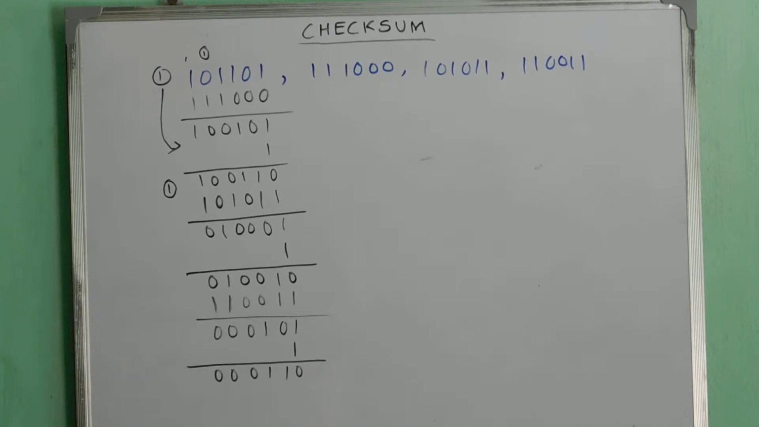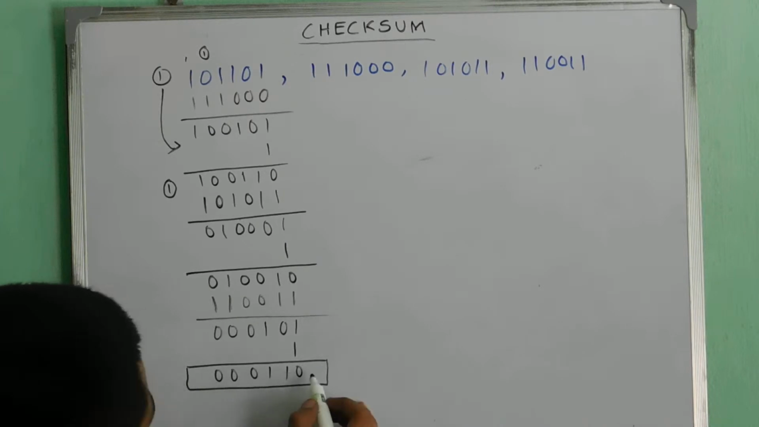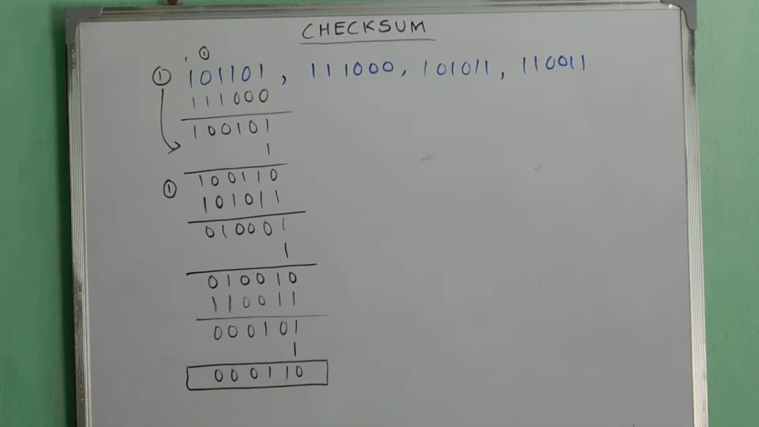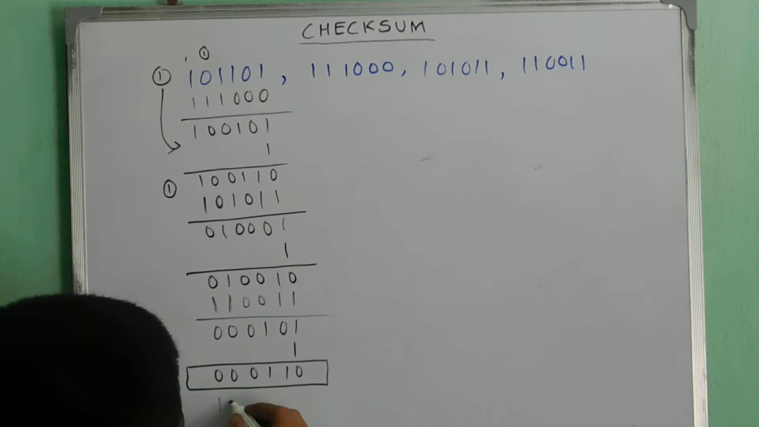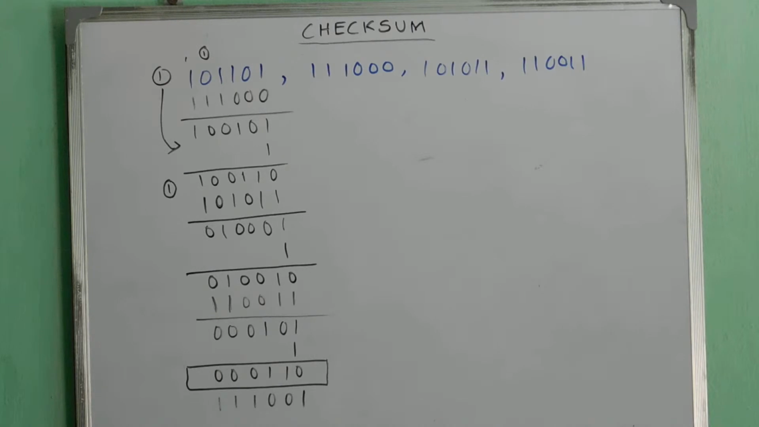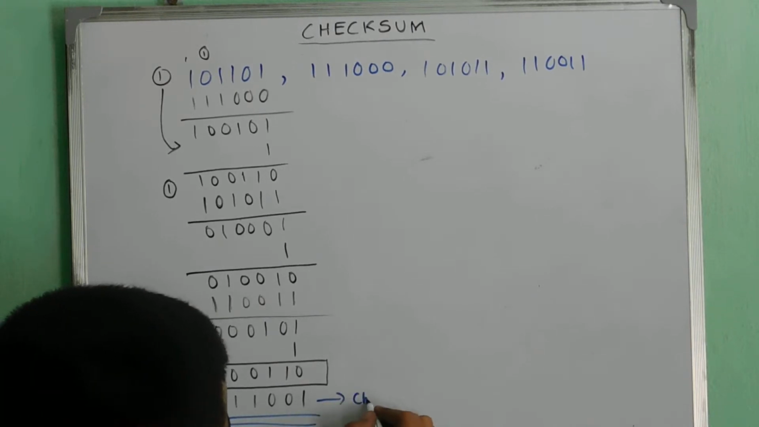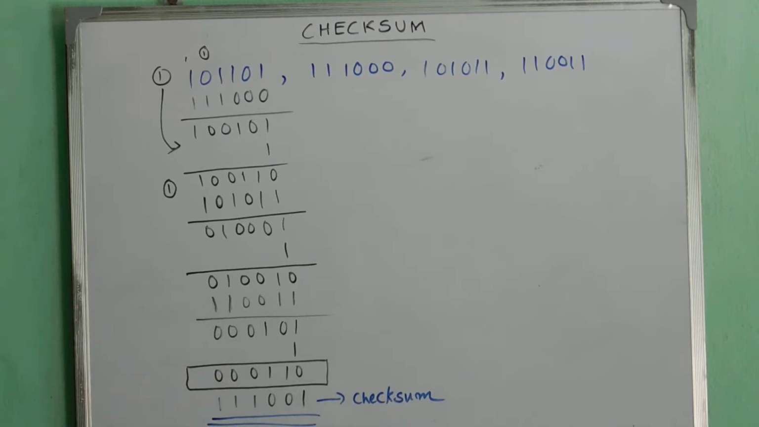Okay, now what we will do, we will do complement of this result. Okay, so it will be 1 1 1 0 0 1. So this is our checksum. Okay, so this is our checksum.